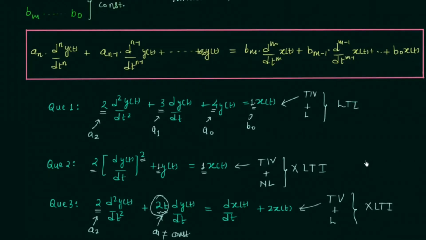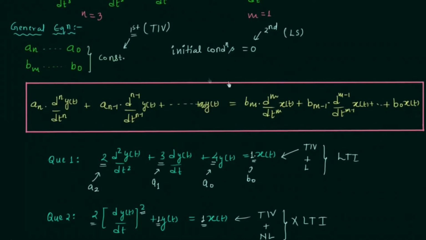So I will repeat the conclusion. The differential equation will be given in the problem. Look for the initial conditions. If initial conditions are not given, assume them equal to 0. This means because initial conditions are not given in the problem, we don't have the non-linearity.